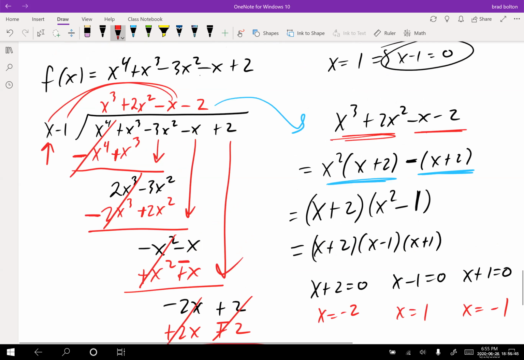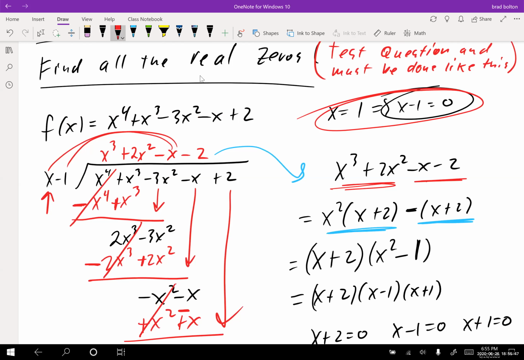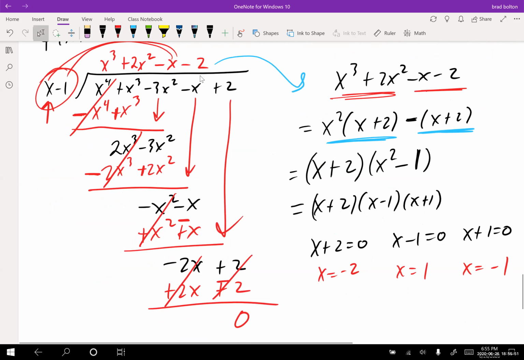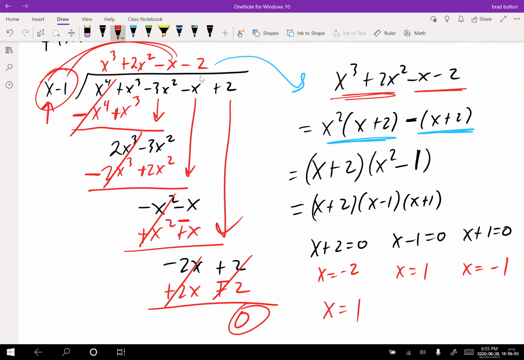But look right here, we already said that this was one of the zeros from the calculator. So when you did this and you got a remainder of 0, you were saying that x equals 1 is also a 0. So we have 2 of them. So that means that x equals 1 has a multiplicity of 2, okay?